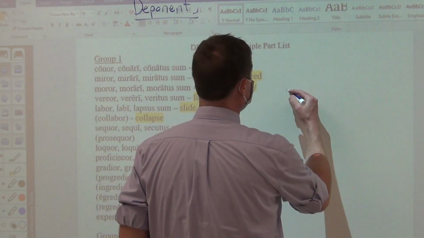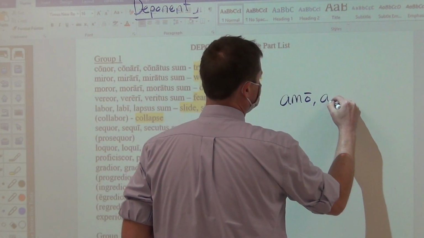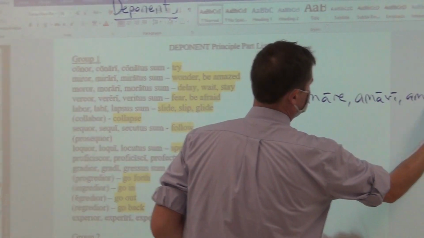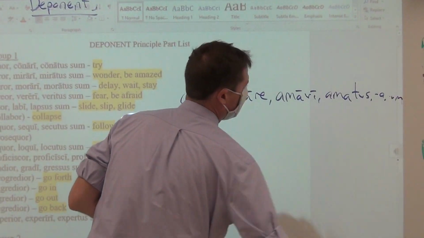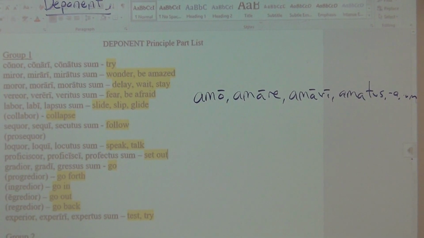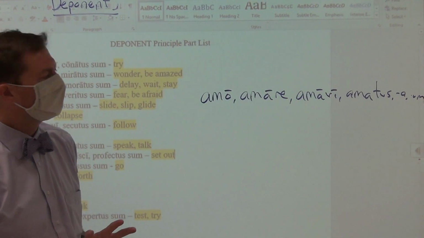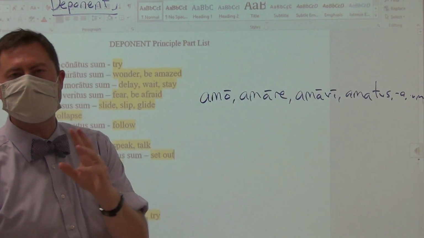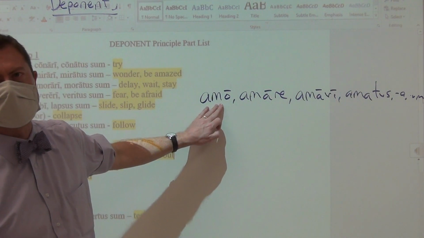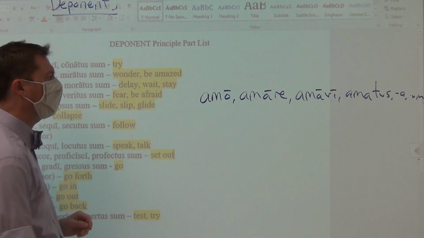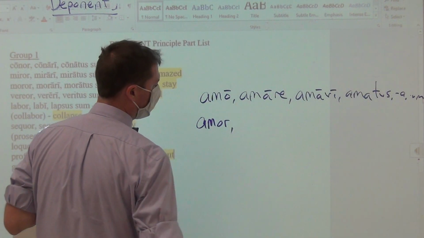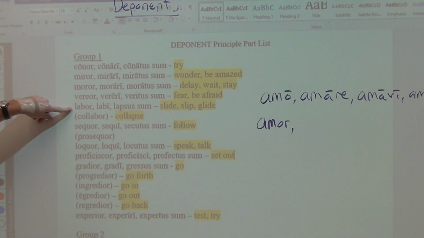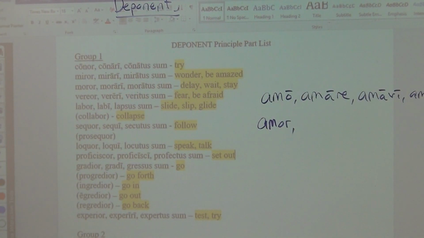Now let's take a verb that is not deponent, the verb amo. So there it is, amo, amare, amavi, amatus sum. Now, if it were deponent, each one of these principal parts would have to look passive. That's an active form, that's an active form, that's an active form. And so we would have to turn them passive and think about what it would look like. This is your first person singular, active indicative. If we were to turn it into passive, it'd be amor, with an R ending. And look at every single first principal part: conor, miror, moror, vereor, labor, sequor, loquor, proficiscor, and so forth and so on.